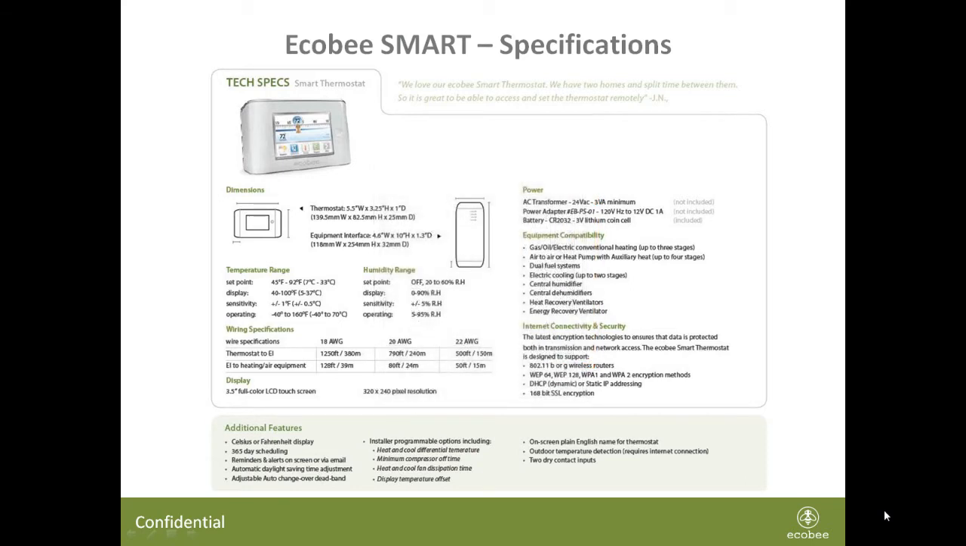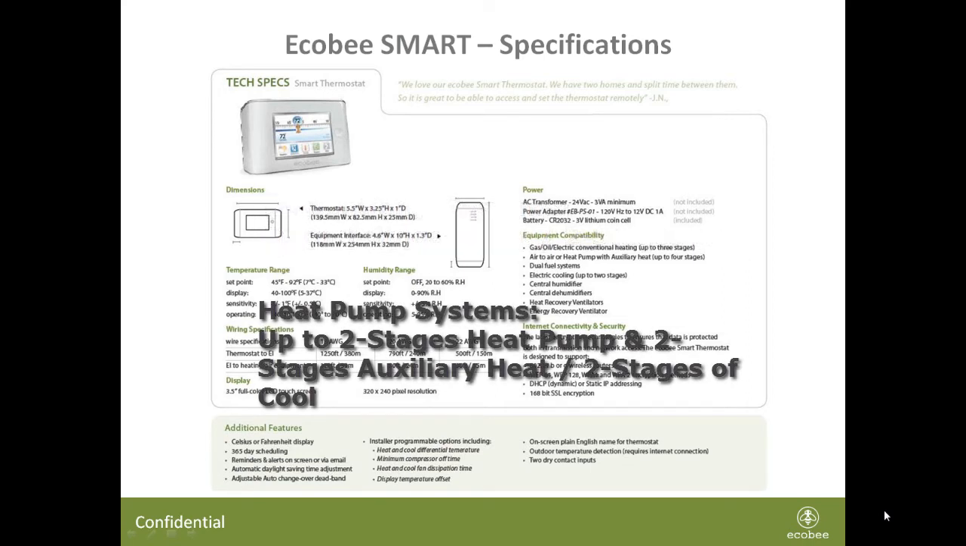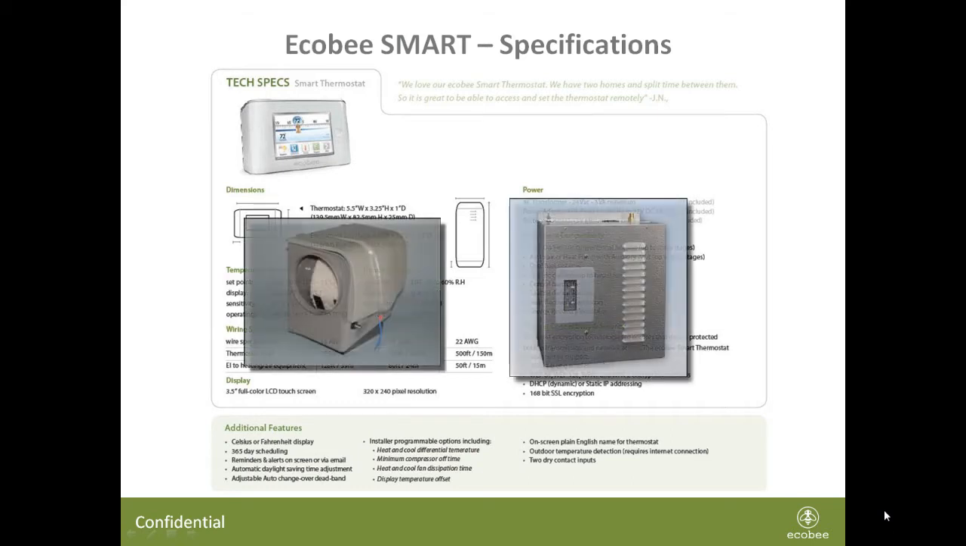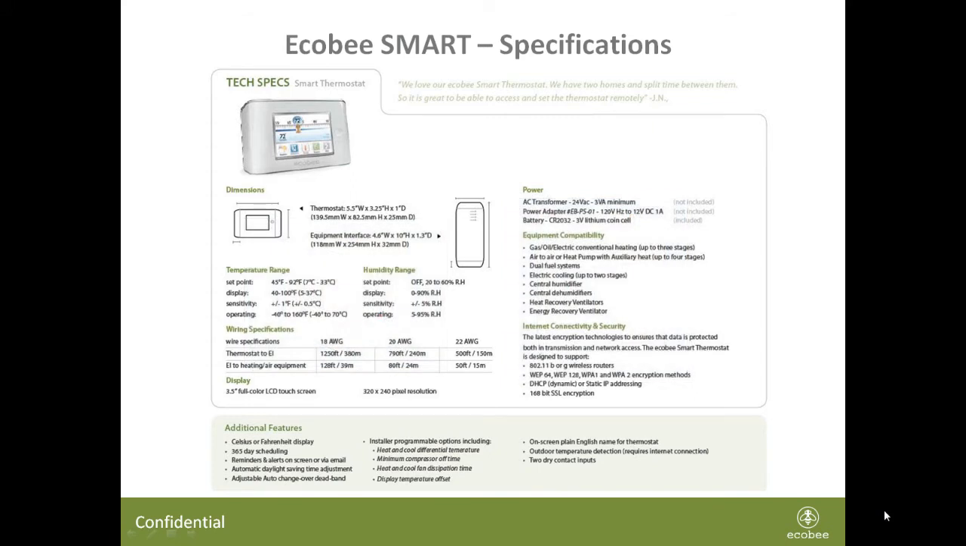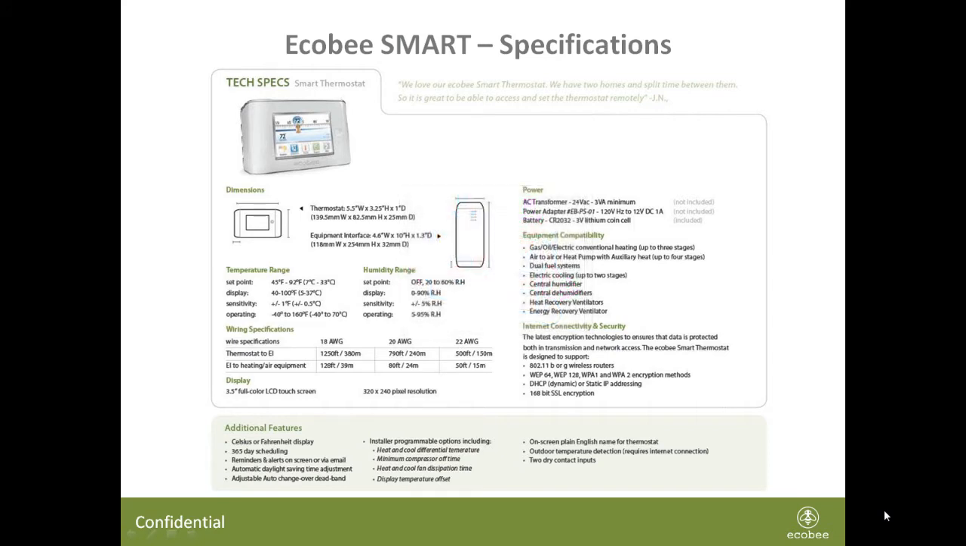The thermostat will support 3 stages of heat and 2 stages of cooling with a conventional system, or 2 stages of heat pump plus 2 stages of auxiliary heat, and 2 stages of cooling with heat pump applications. Air-to-air and geothermal heat pumps are fully supported. The Smart thermostat is designed to control temperature and humidity and will work with evaporative or steam humidifiers as well as central dehumidifiers. The Smart thermostat can be used to control your HRV or ERV.